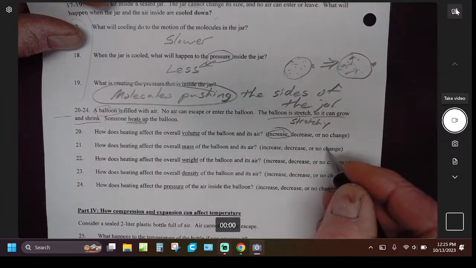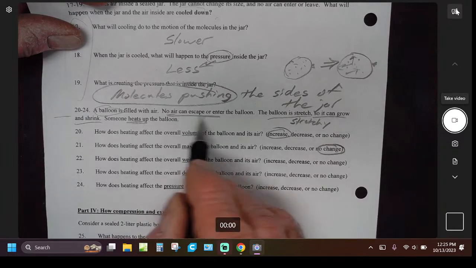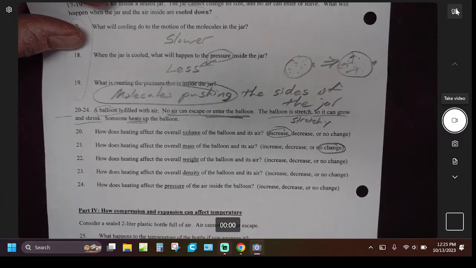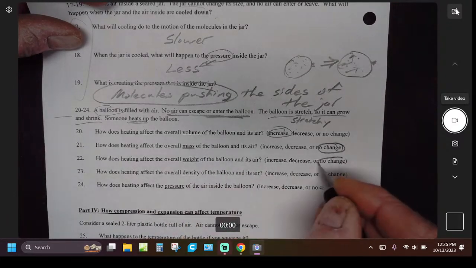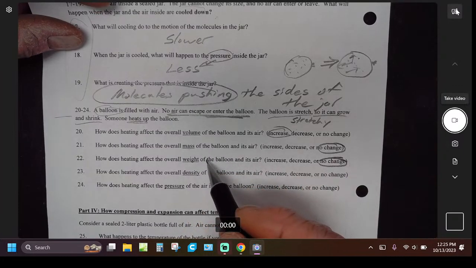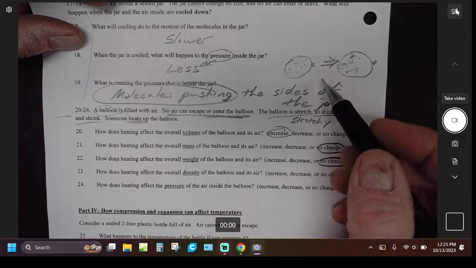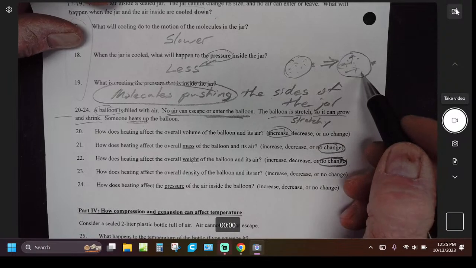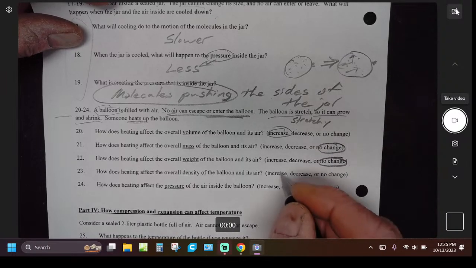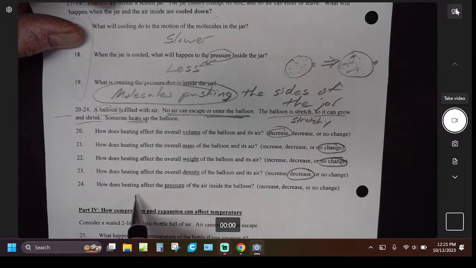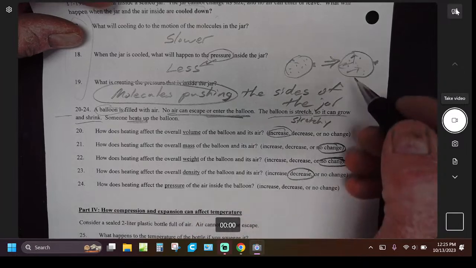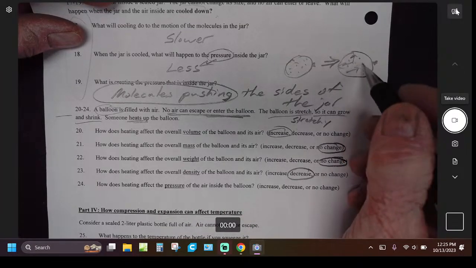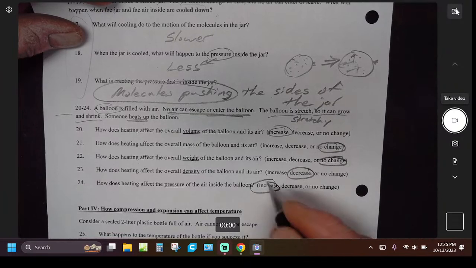The mass is going to not change because no air can enter or escape. The weight is not going to change because the mass doesn't change. The density: if you have the same stuff, but now it's in a bigger space, it's going to be less crowded, so that's going to decrease. And the pressure is what's making the balloon bigger, so that's increasing.